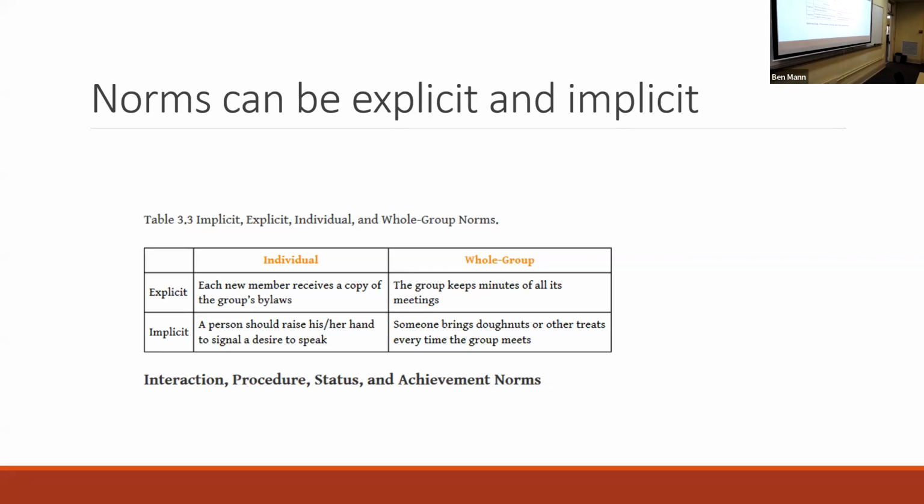And then an implicit whole group norm, a good example is somebody who brings in donuts to a meeting, right? Or maybe you're part of a team where when your team does well and you win a competition, your coach takes you out for dinner. That would be an example here of a whole group implicit norm. Not written, but it's something that you come to expect as a part of the group.